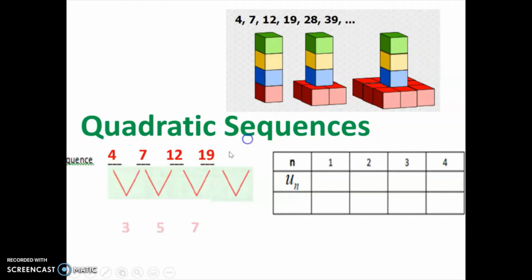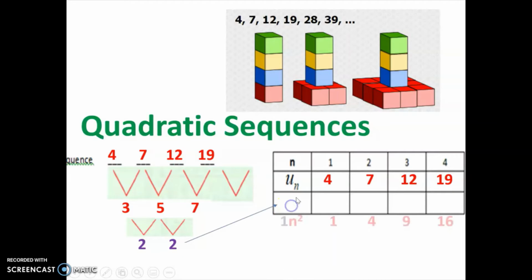Let's check. So here's our sequence. We have a first difference of 3, 5, 7. That means we have a constant second difference of 2. That 2 tells us that the leading coefficient in front of n squared will be half of 2, which is again 1 right here. Fill in the table.